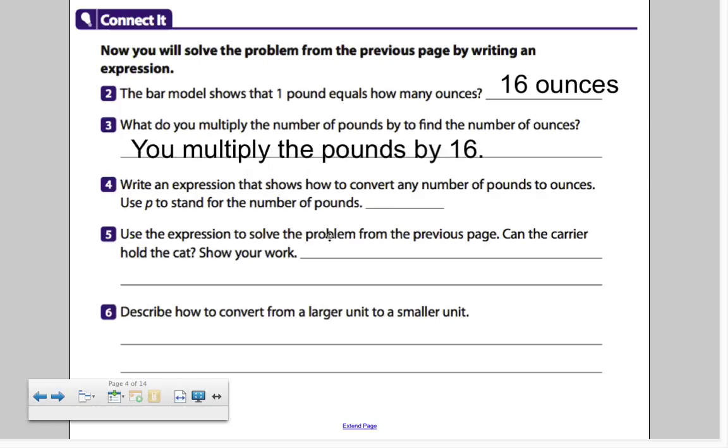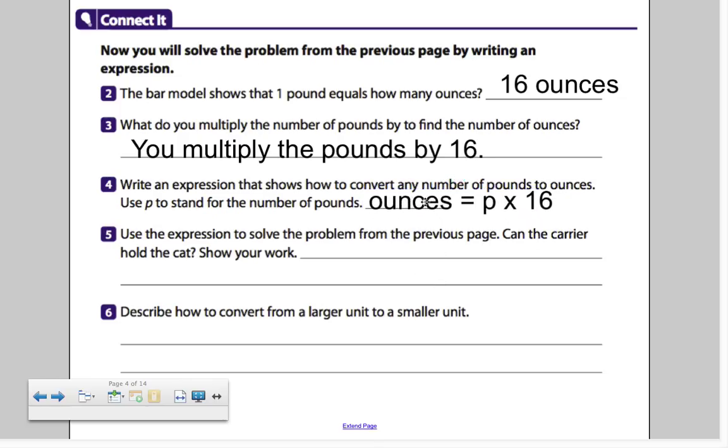Write an expression that shows how to convert any number of pounds to ounces. Use P to stand for the number of pounds. So what they want is you to think about it this way. No matter how many pounds you get, what can you do to figure out how many ounces there are? So write ounces equals P, pounds, times 16.